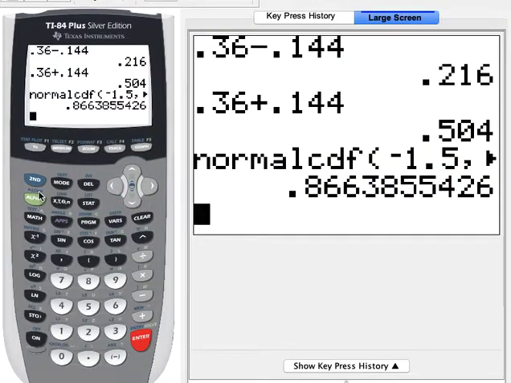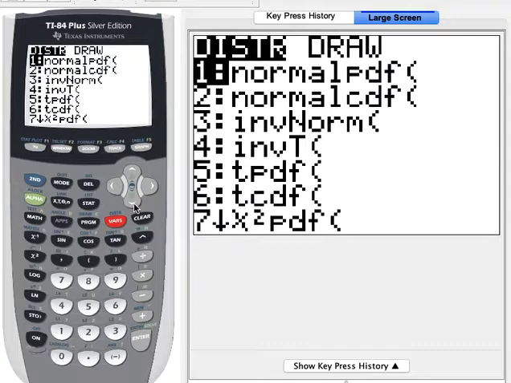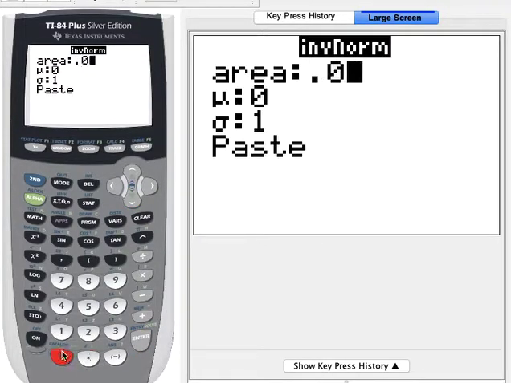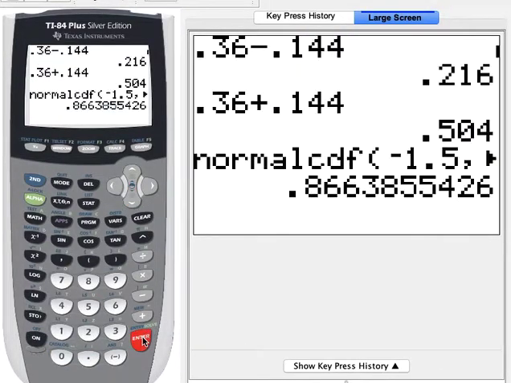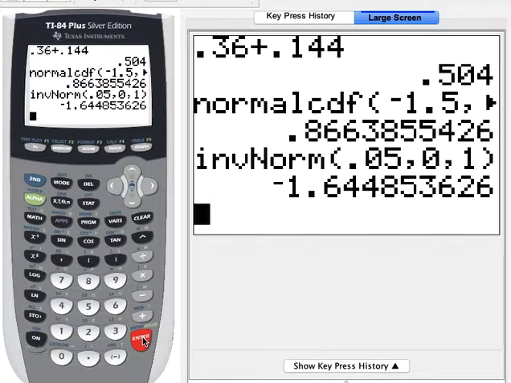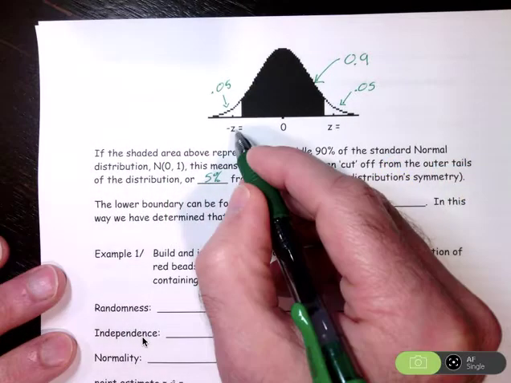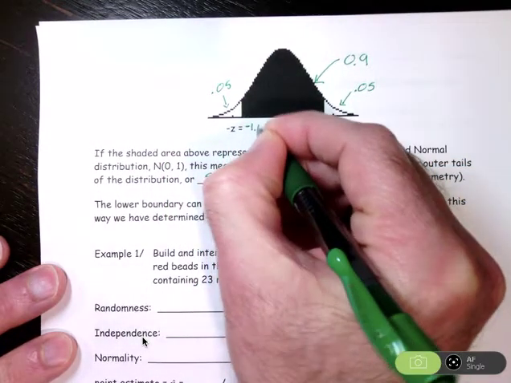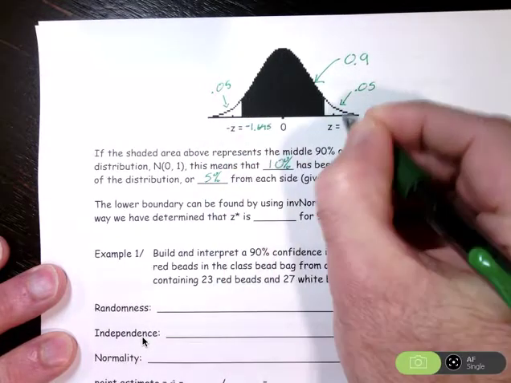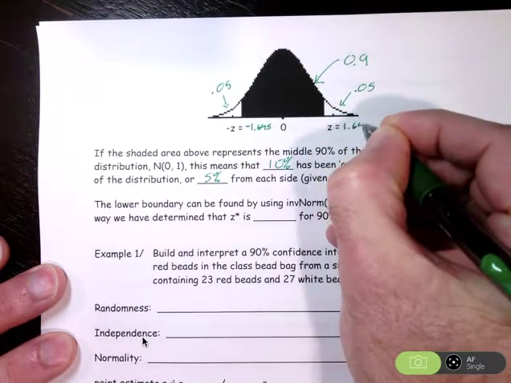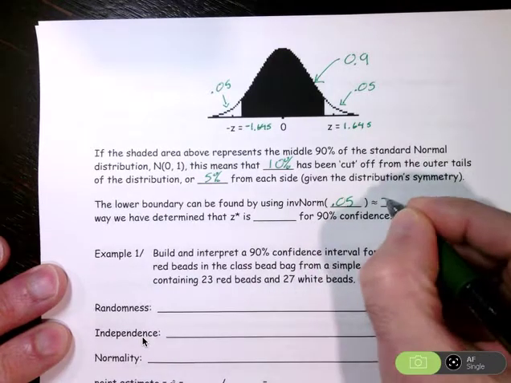So on the calculator, to get to the inverse norm command, that is second variables. There's the inverse norm command. So I will put in 0.05. Don't change the mean and the standard deviation. So this comes up to be negative 1.648. I'm going to round that to negative 1.645. So this lower z-score is negative 1.645. The upper one is positive 1.645.